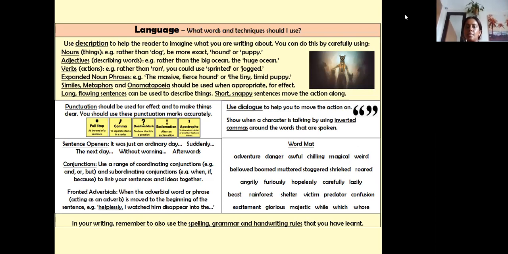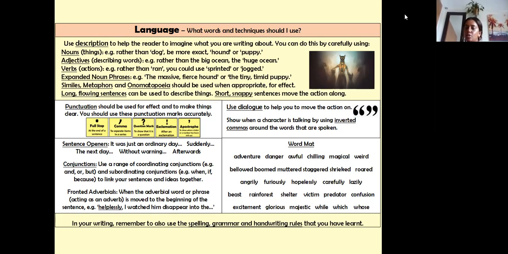You will use nouns, adjectives which are describing words, verbs to describe the movement, expanded noun phrases as we have done in our Monday Spag lesson. Similes, metaphors, and onomatopoeia are used appropriately for the effect, and long flowing sentences can be used to describe things, but also short snappy sentences can be used to move the action of the story along. You should also use punctuation, full stops, commas, question marks, exclamation marks, and apostrophes in the correct places.